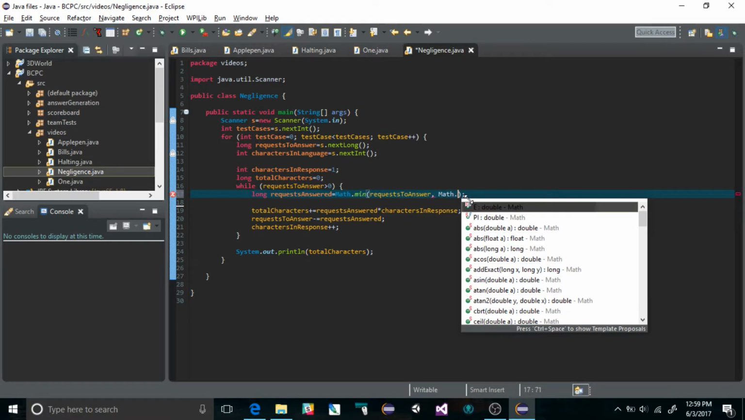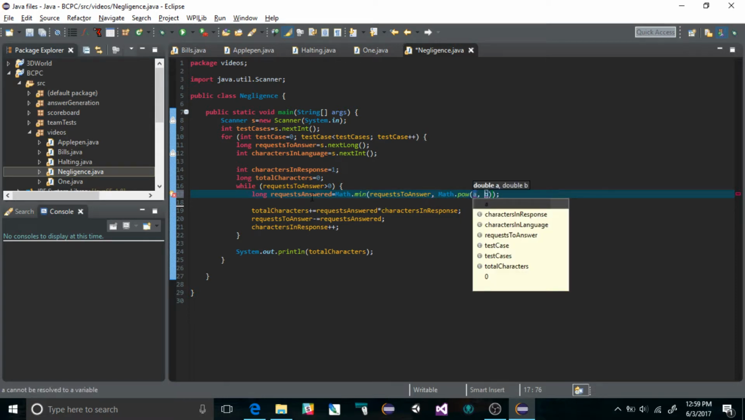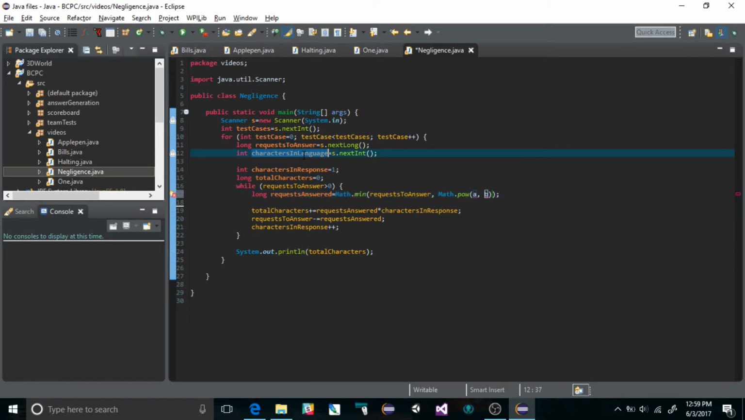So that's actually the math.pow, and it is the characters in language. So if you have 3-character words, it's 3 because each spot has 3 possibilities, and the number of spots there are is the characters in response. So if you're given 10-letter words, for example, then there are 10 different spots that you have to fill. And yeah, we need to cast it to long because that's a double. So we shouldn't lose significance there, I don't think.